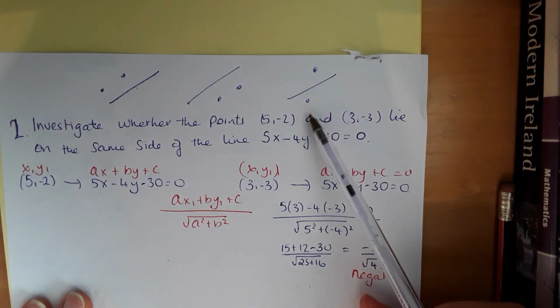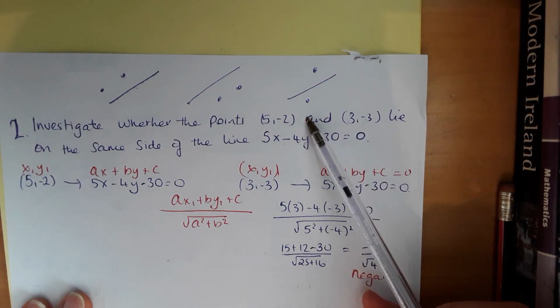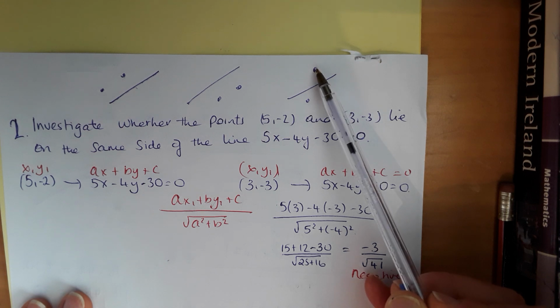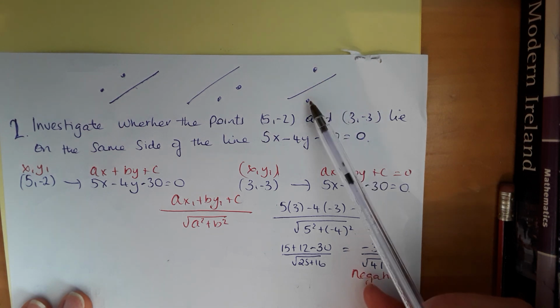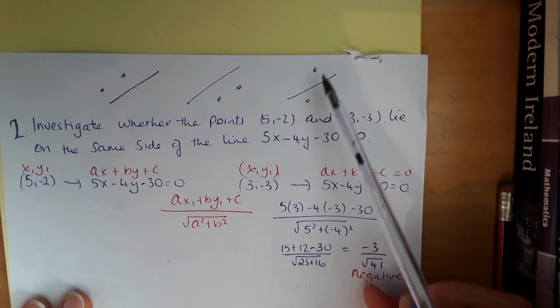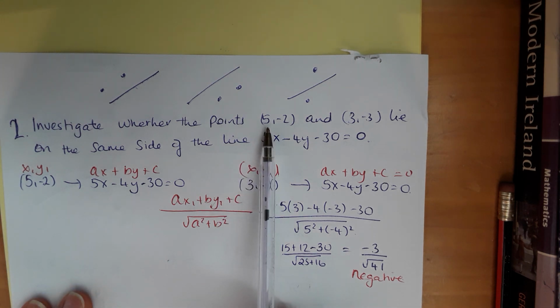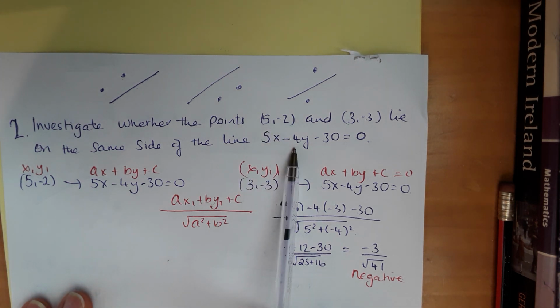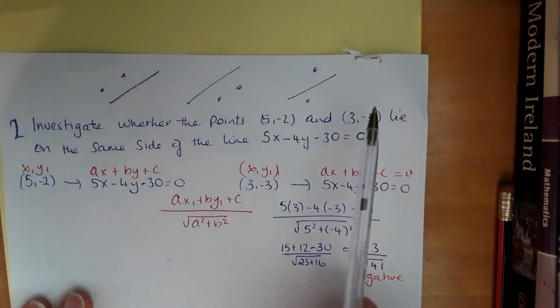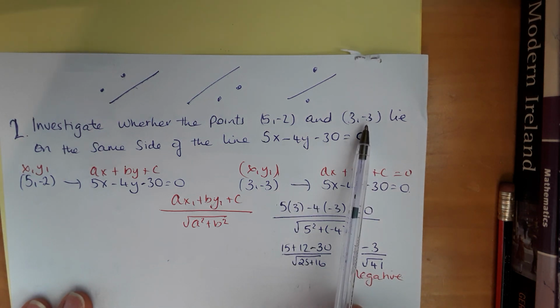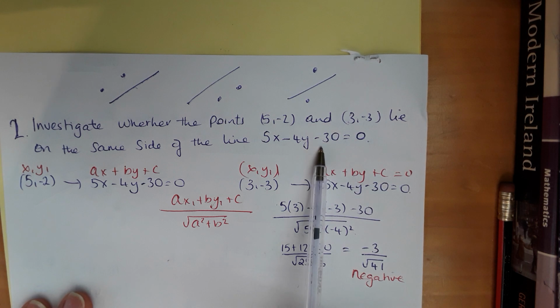The other case is if they lie on opposite sides of the line. When you get the perpendicular distance from each point to the line, one will be plus and one will be minus. They won't both be the same for your answer. So I'm going to do that now. Get the perpendicular distance from (5, -2) to the line 5x - 4y - 30, and the perpendicular distance from (3, -3) to the line 5x - 4y - 30 = 0.